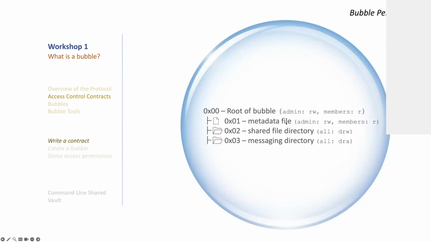So our metadata file, we want our administrators to be able to read and write, and our members just to be able to read. Our shared file directory, let's make it so that everyone has full read-write access. So anyone can write a file, delete a file, update a file. Our messaging directory, we're going to make that so that people can't overwrite existing messages, but they can append new messages to the directory.